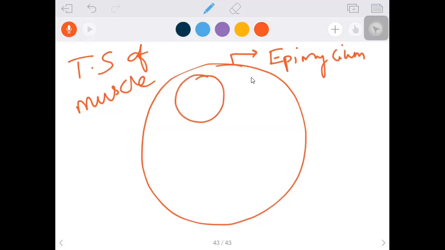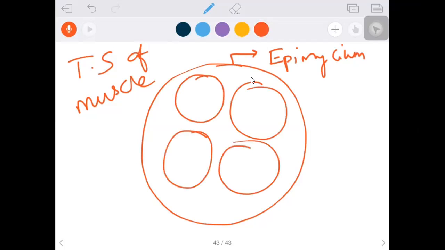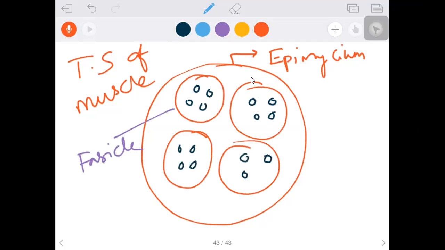Then a muscle includes many fascicles. We call these particular structures fascicles. Each fascicle contains muscle fibers. These are the muscle fibers. Many are present, but for clarity I am drawing just 3 to 4. A bundle of muscle fibers is called a fascicle. Each muscle fiber is surrounded by a membrane called endomysium.